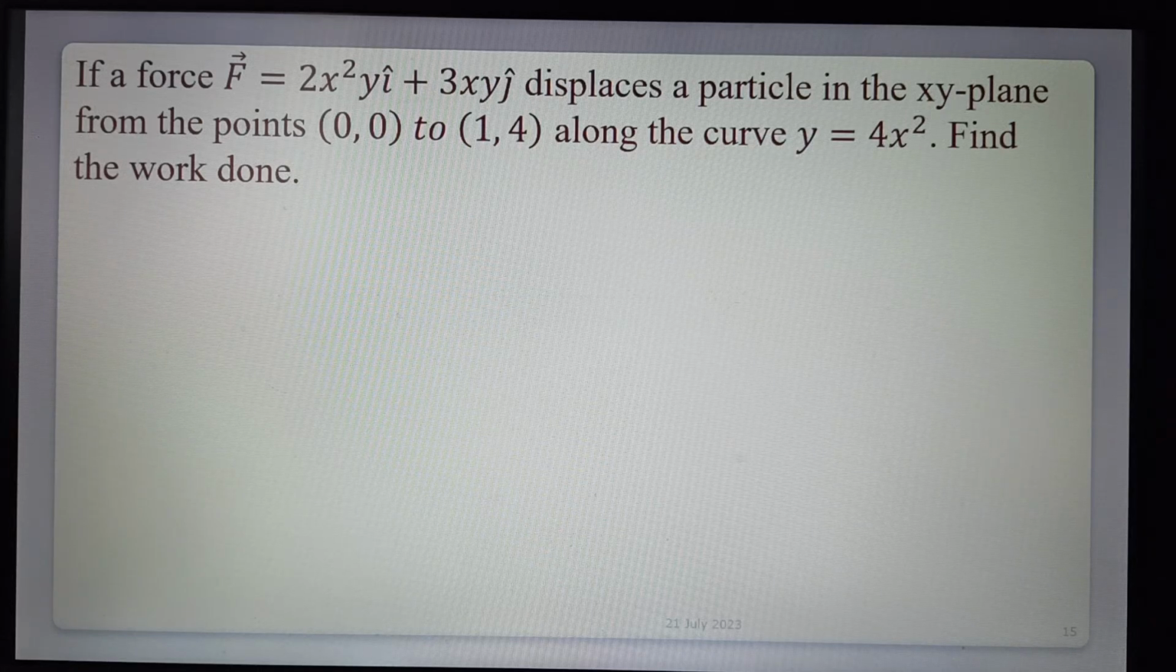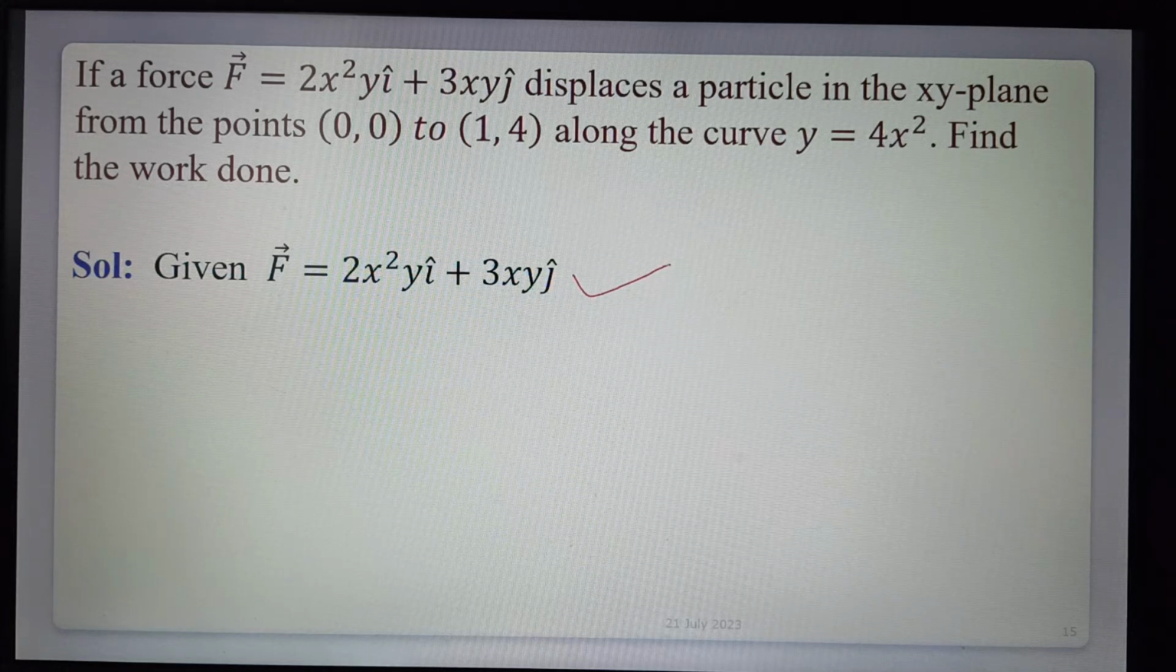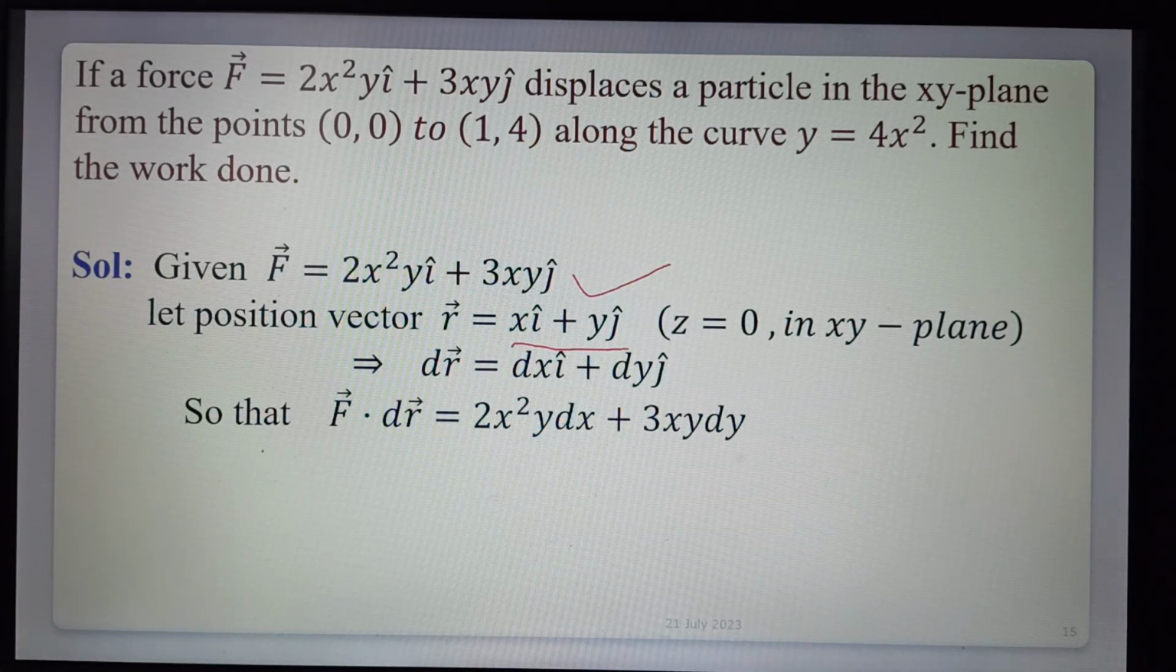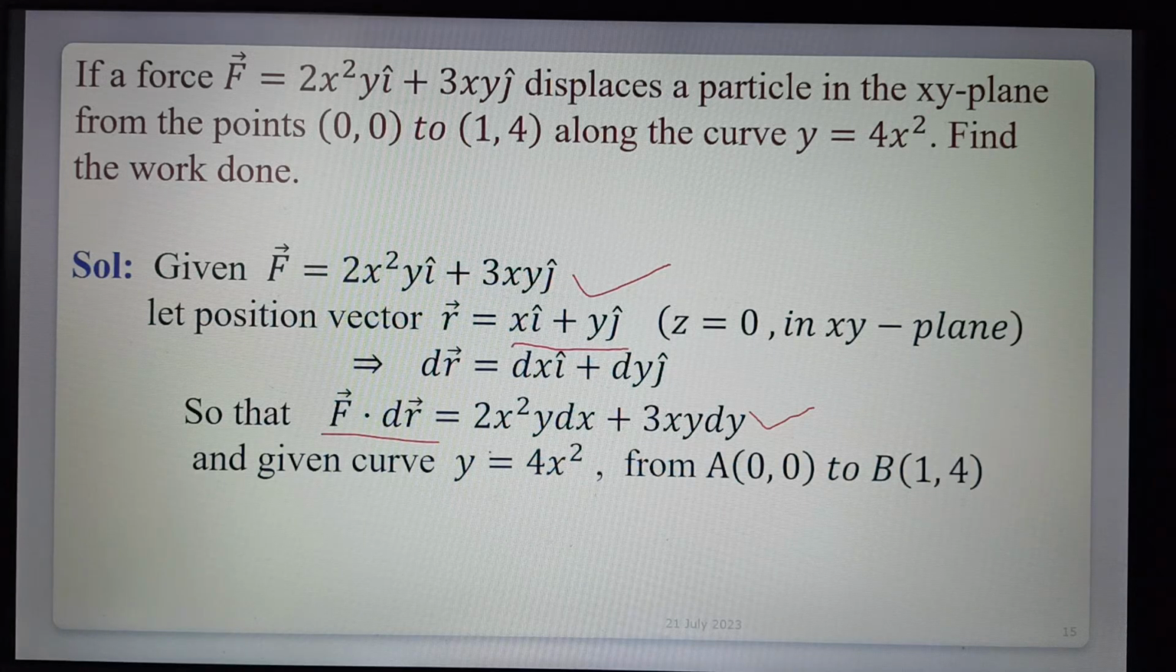So given vector field F bar is only in the xy plane and z is 0. So from the points (0, 0) to (1, 4) along the curve y is equal to 4x square. Let the position vector r bar be equal to xi plus yj because z is 0 in the xy plane. So dr bar is equal to dx i plus dy j. So F bar dot dr bar is the dot product of both vectors: 2x square y dx plus 3xy dy.